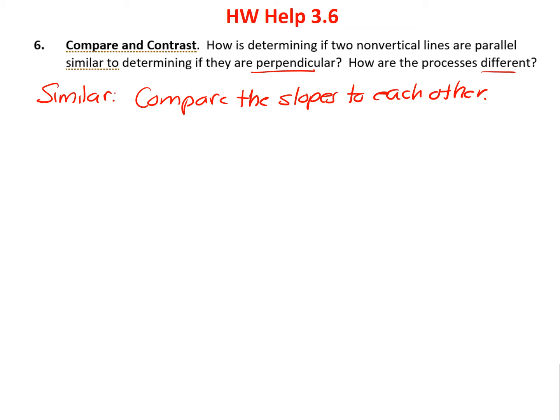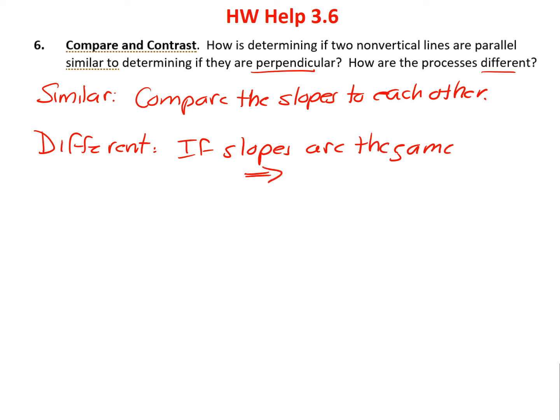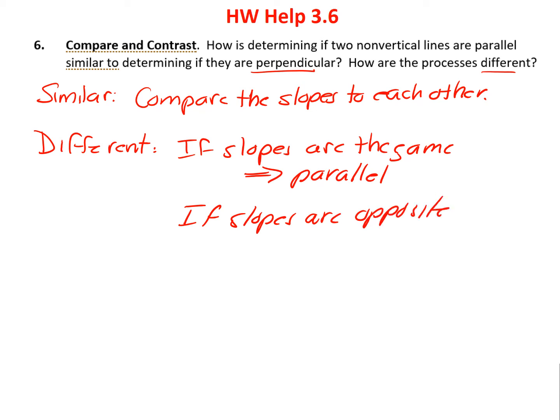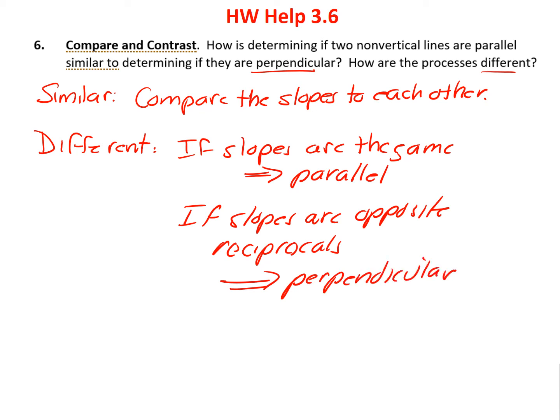All right. How are they different? Well, they're different because if the slopes are the same, then that implies that the lines are parallel. However, if the slopes are opposite reciprocals, this implies that they're perpendicular. So in other words, when you're trying to find this information, the one thing you're always going to do the same is find the slopes and compare them. That's the thing that's the same. That's what's comparable. But then because they're different, if the slopes are the same, they're parallel. If they're opposite reciprocals, then they're perpendicular.